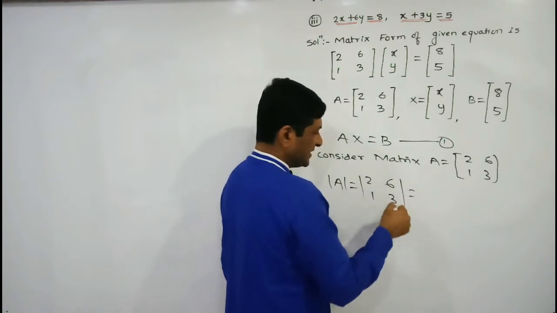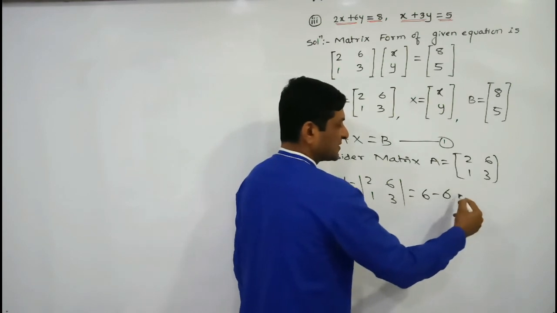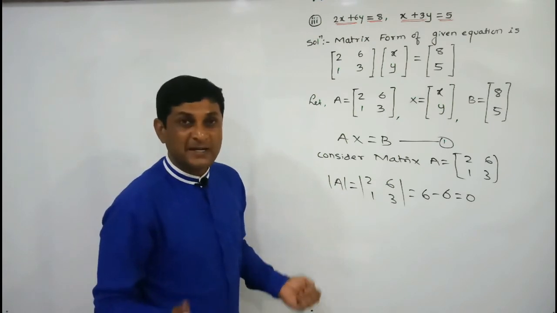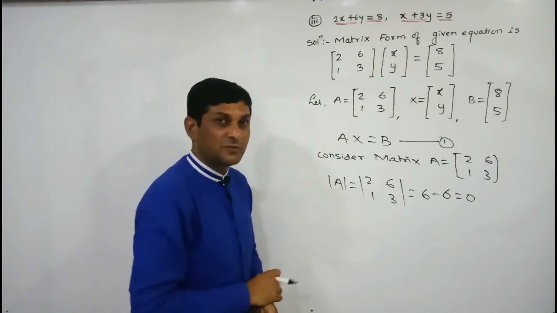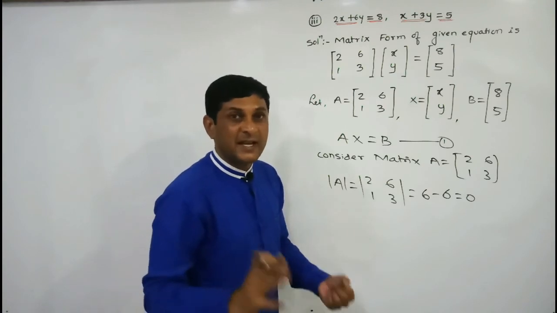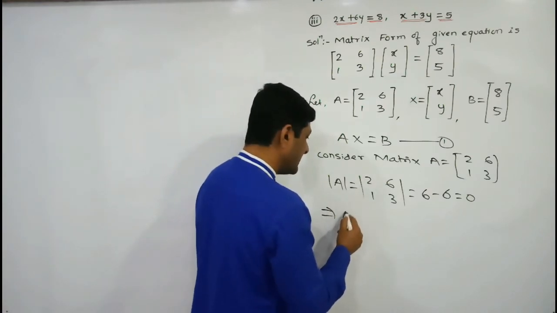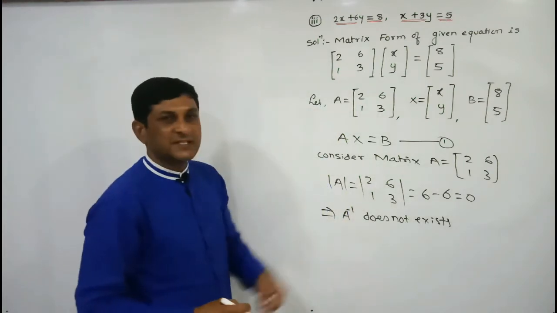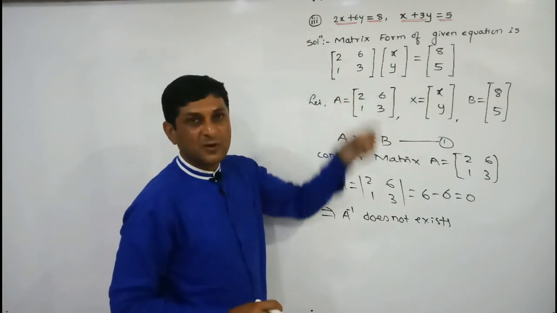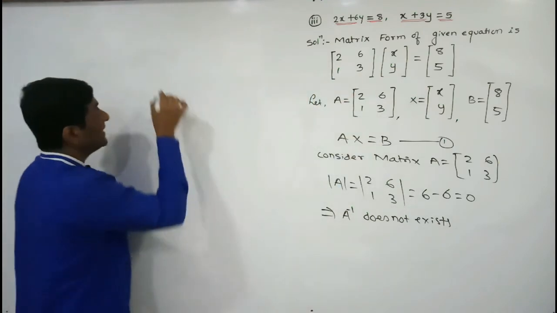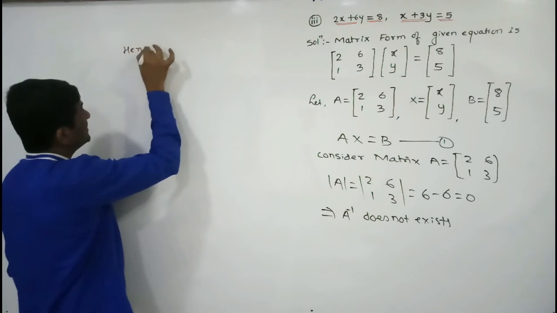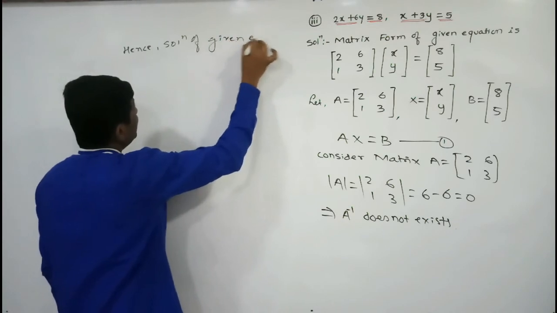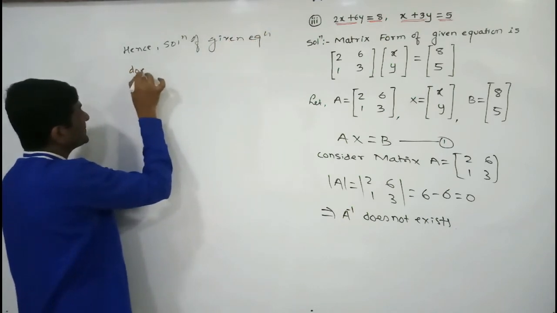So here 6 minus 6, what are we getting? 6 minus 6 is equal to 0, and if the determinant is equal to 0, we can say that the matrix is what? Singular, and in case of a singular matrix we can say that A inverse does not exist. This implies that A inverse does not exist, and since A inverse does not exist, we can say that the solution of this equation also does not exist. Hence we can conclude that the solution of the given equation does not exist.